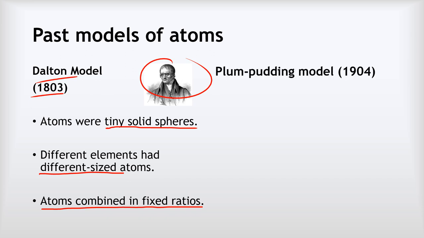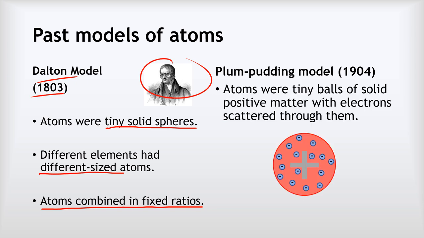Now, as we started to discover subatomic particles, a different guy called J.J. Thompson discovered the electron, and he developed an alternative model of atoms called the plum pudding model. Now, the plum pudding model, he thought, was this. He still thought atoms were tiny balls of solid matter, but he thought the actual solid part of them was positive, and it had lots of these negative electrons spread through. And that explained lots of observations he made about electrons, but they didn't at that time know about protons and neutrons. So again, this was a slightly better model than the Dalton model, but it was still incomplete because we hadn't discovered everything we need to now.